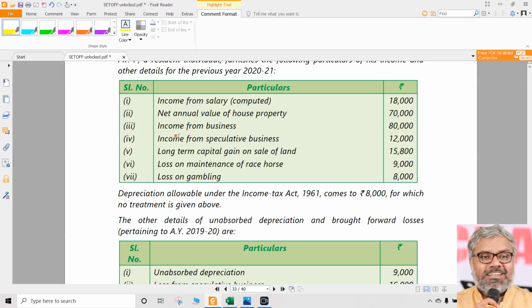Income from business 80,000 is okay, that is PGBP. Income from speculative business is also PGBP. Long-term capital gain on the sale of land is also taxable under the head of capital gains. These are all gains only. We will mention them under respective heads of income. Loss on maintenance of race horses can only be set off against income from maintaining race horses, which is not there. So no way we can do anything about this 9,000. It has to be carried forward only.